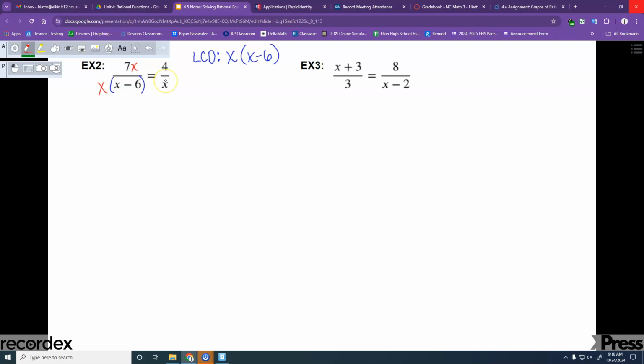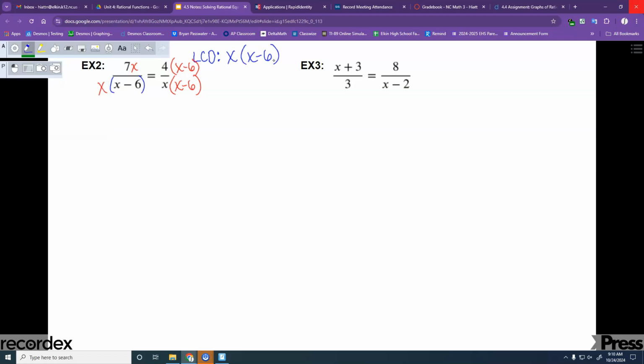All right, so we want to get x times x minus 6. There's just an x right now. So what do we need to multiply by? If we want it to be x times x minus 6, and right now we just have the x, what else does it need? The x minus 6 is missing. So you're going to multiply by x minus 6. Okay? Are we okay here?